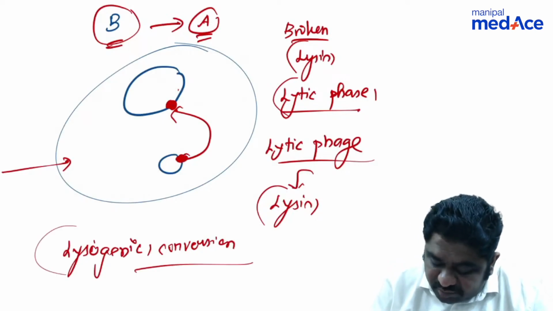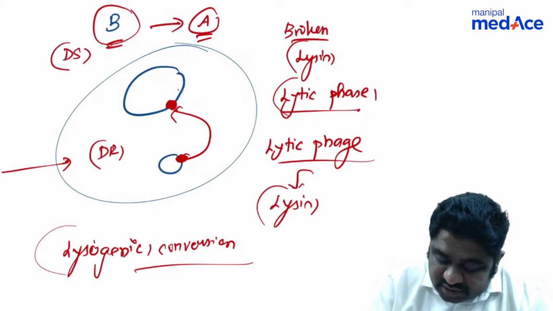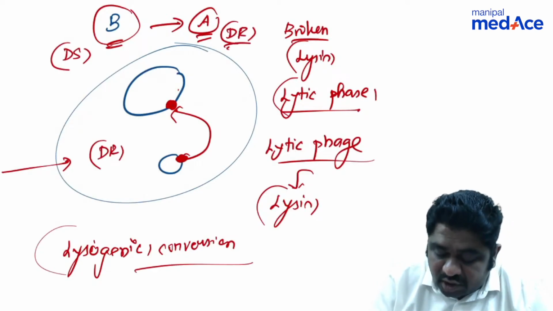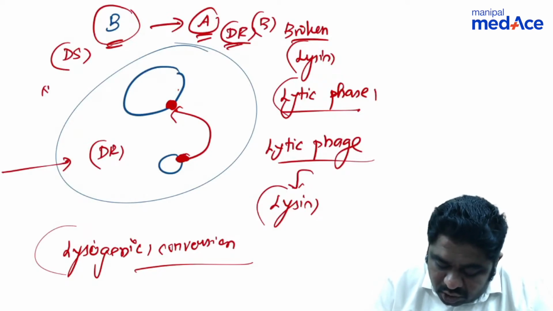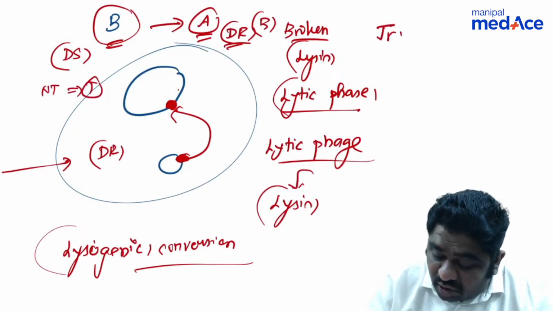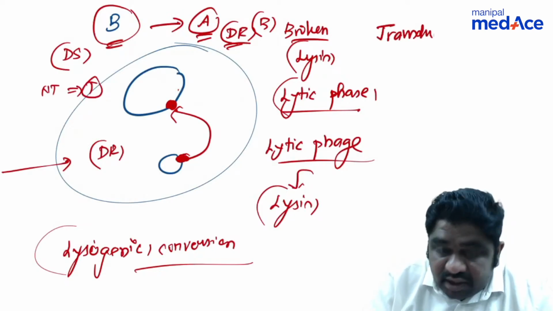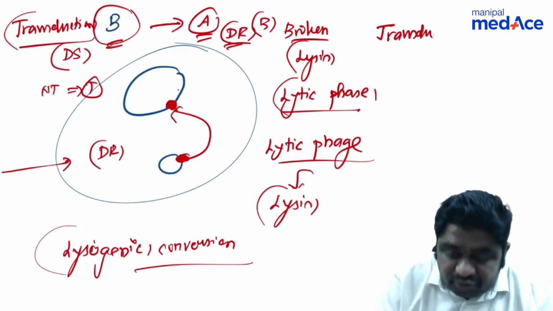Now, if this information was drug resistance information, now the drug sensitive organism B has become drug resistant organism B. Now, if it was toxin, the non-toxic organism B has become a toxic organism. Now, this is called transduction, that is information change that is happening because of bacteriophage intermediate.